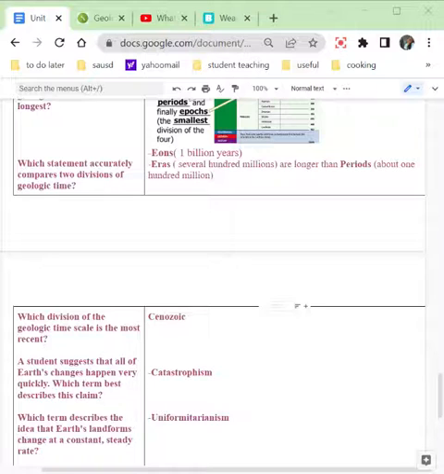And you look at the root of this word, uniform. Uniform means the same. It's like how you have uniforms and all the clothing is the same. So the change in Earth's landforms would have the same rate.